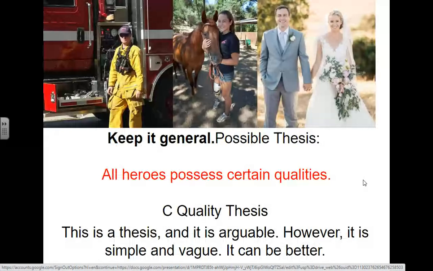Here's one more. So one idea is to keep it general. These happen to be some people in my life whom I've known who I found to be heroic. All heroes possess certain qualities. That's a more general thesis statement. It's C quality. It is arguable. However, it's pretty simple and vague. I think we can do better.